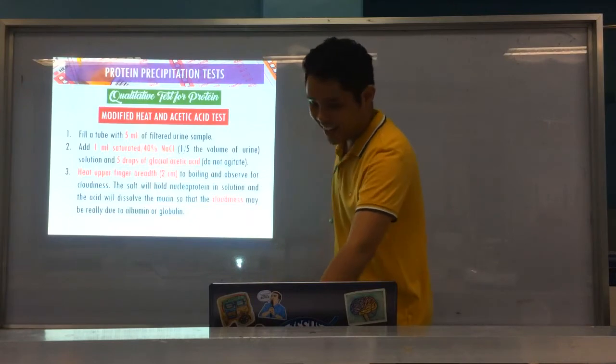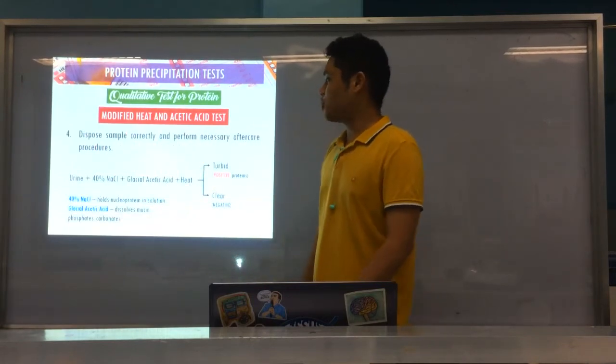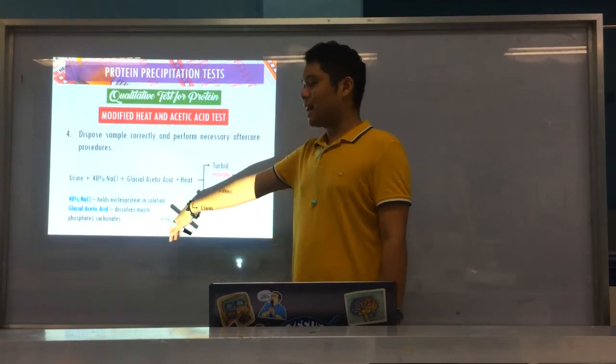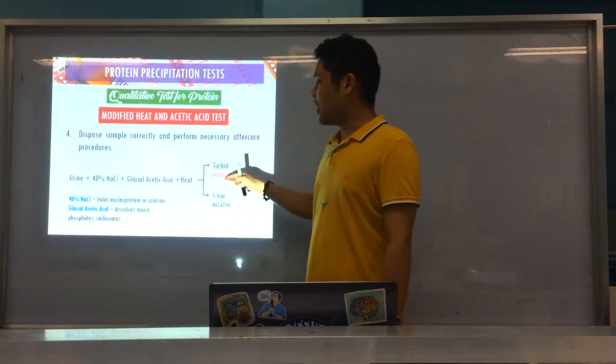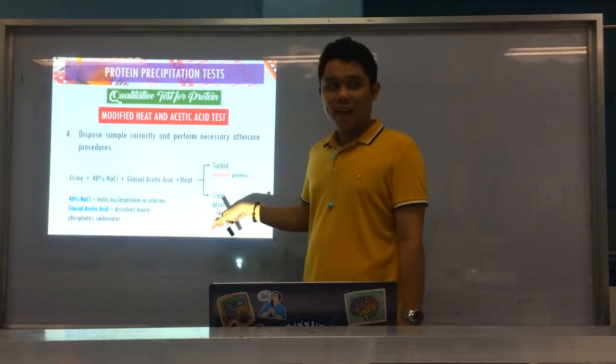Alright. So this is again still the same. Dispose the sample and perform the necessary aftercare procedures. Again, this time add 40% NaCl, glacial acetic acid still the same, and heat. If turbid, it is a positive result, positive for proteins. And if clear, still the same, negative.